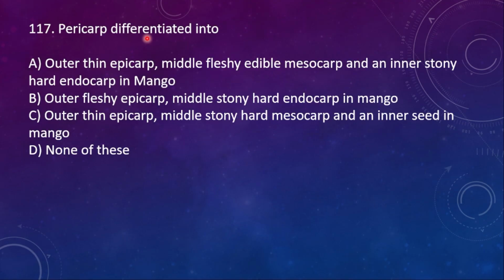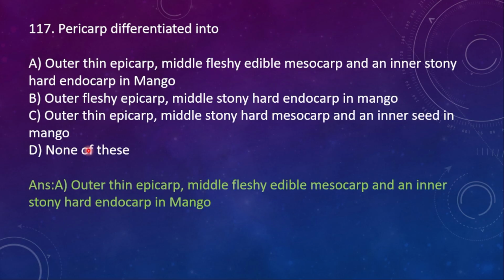117. Pericarp differentiated into option A. Outer thin epicarp, middle fleshy edible mesocarp, and an inner stony hard endocarp in mango. B. Outer fleshy epicarp, middle stony hard endocarp in mango. C. Outer thin epicarp, middle stony hard mesocarp, and the inner seed in mango. D. None of this, and then here correct option is A.